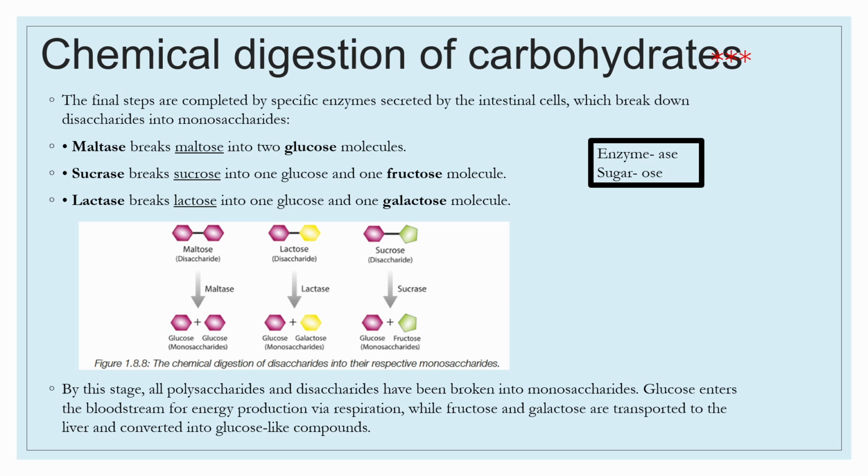So you can see here that -ose tells us it's a sugar, the monosaccharide or the disaccharide. And then we also have lactase, -ase for enzyme, or sucrase or maltase. So eventually these disaccharides are broken down into the individual monosaccharides, which can then be used through absorption into the body.